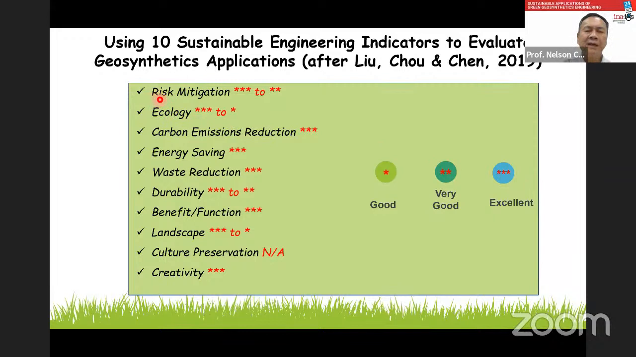For risk mitigation or safety, geosynthetic usually is pretty good, so from 2 to 3 stars, very good to excellent. Ecology, from 1 to 3 stars. Carbon emission reduction, geosynthetic application usually is pretty good, especially for reinforced soil structure. Energy saving, 3 stars. Waste reduction, 3 stars. Durability, also 2 or 3 stars. Benefit of function, 3. Landscape, from 1 to 3.